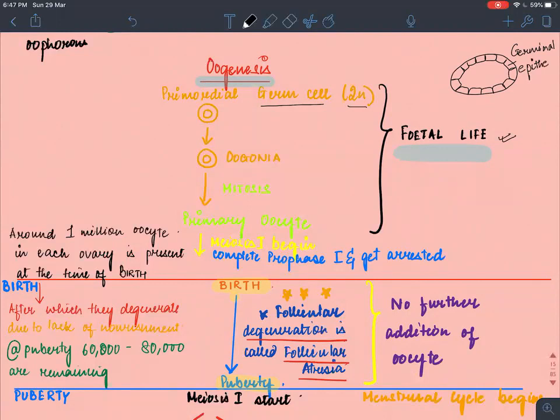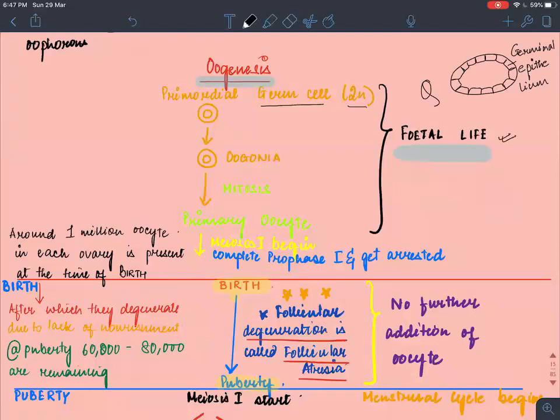Okay, now if a question is asked, germinal epithelium is made up of which kind of tissue? It is made up of simple cuboidal epithelial cells. We have studied this in the chapter Structural Organization of Animals in class 11. The same thing, germinal epithelium is made up of cuboidal epithelium.